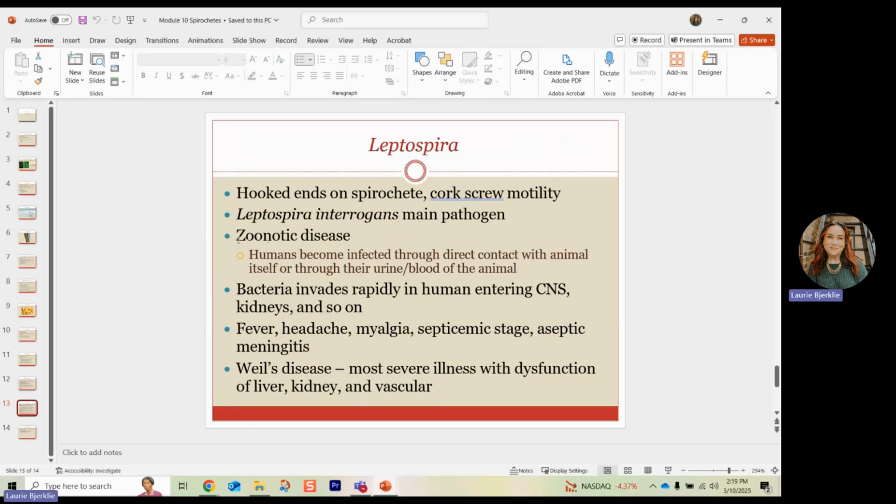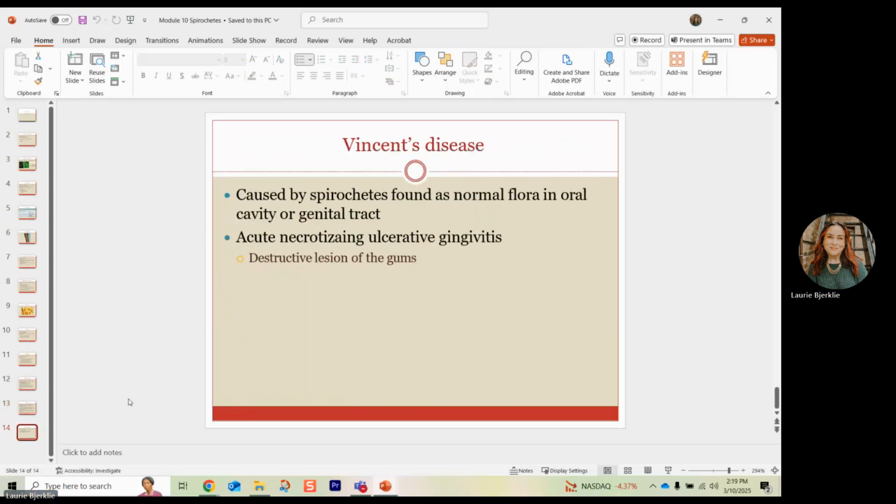When you do get this bacteria, it invades rapidly through the CNS, kidneys, and so on. So lots of similar symptoms as some of the others: fever, headache, muscle pain, and it can become septic because it can get into your blood. There is a form of leptospirosis that's called Weil's disease. That is a very severe form with dysfunction of the liver, kidneys, and vascular system.